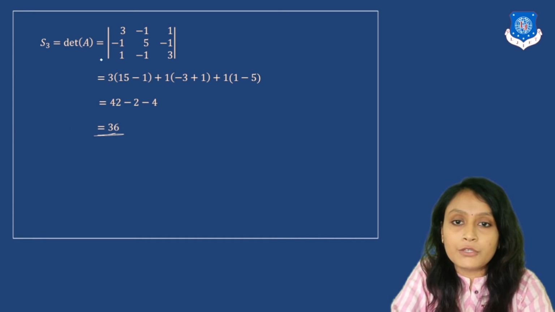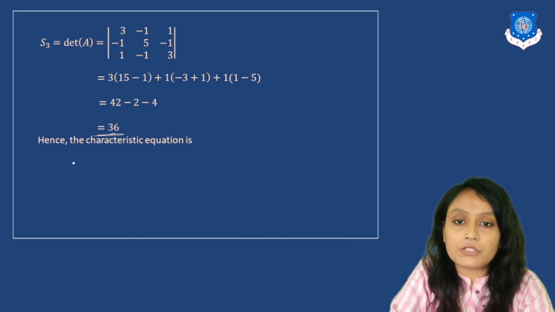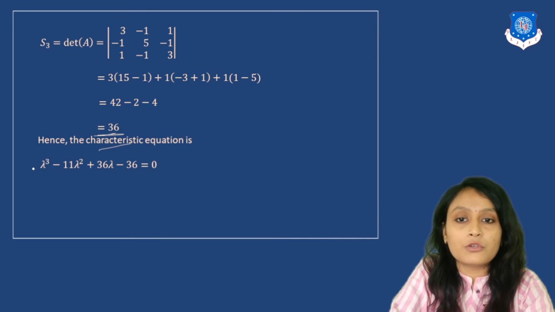Now we will substitute the answers of S1, S2 and S3 in the characteristic equation, that is lambda cube minus s1 lambda square plus s2 lambda minus s3 is equal to 0. Substitute, and you will get this cubic equation. Now our task is to solve this cubic equation.